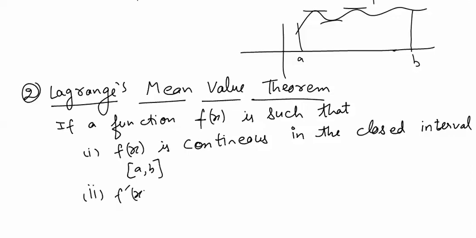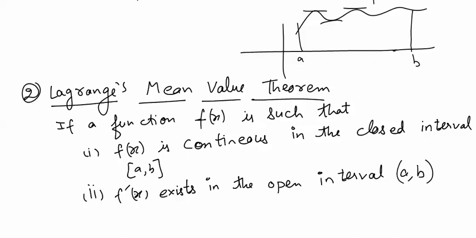Second, f dash x, which is nothing but the derivative of f(x), is continuous, or you can say f dash x exists, in the open interval (a, b). Now here is no third condition.